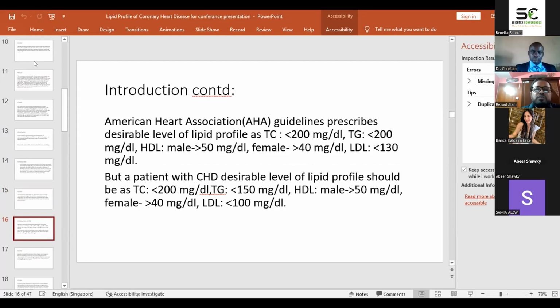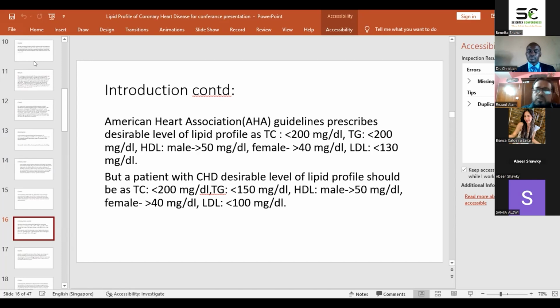But for a patient with coronary heart disease, the desirable levels of lipid profile should be: total cholesterol less than 200 mg per dL, triglyceride 150 mg per dL, HDL cholesterol in males more than 50 mg per dL, and in females more than 40 mg per dL, whereas the LDL cholesterol should be less than 100 mg per dL.